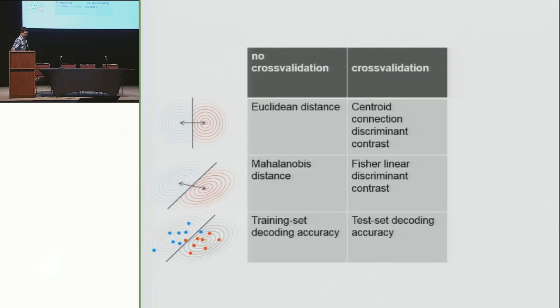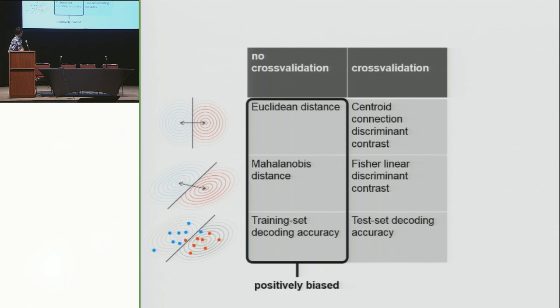So putting these points together, we have different ways of measuring representational distances. Some of them are without cross-validation. These include the Euclidean distance, the Mahalanobis distance, and the training set decoding accuracy. We also have cross-validated variants of these. For the Euclidean distance, that would be the centroid connection discriminant contrast. For the Mahalanobis distance, it would be the Fisher linear discriminant contrast. And for decoding, it would be the test set decoding accuracies.